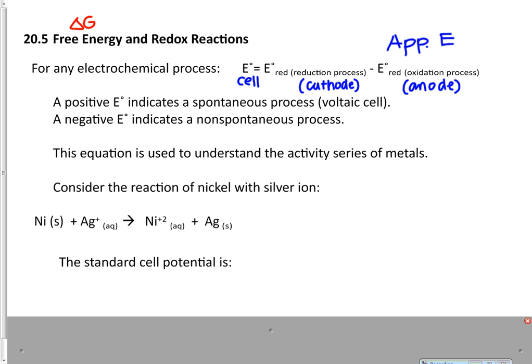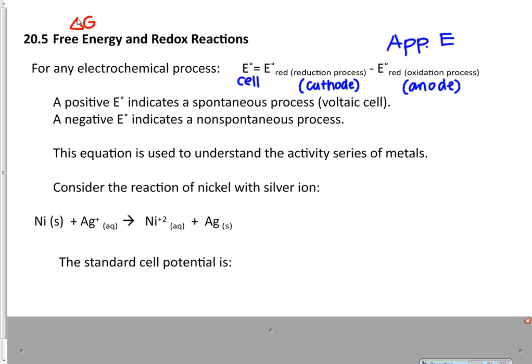If we look at this one, maybe without me doing this for you, just pause the video right now and just try to identify for yourself which of these two species, nickel or silver, is being oxidized and which one is being reduced. So if you pause the video and figure that out on your own, let's see if you're right. When you're ready, you press unpause.